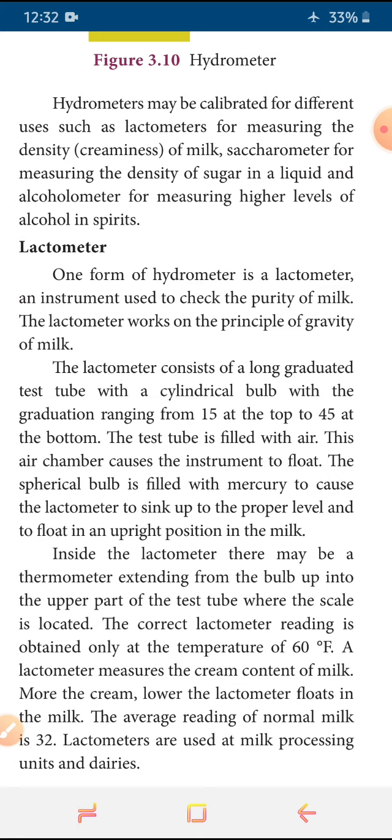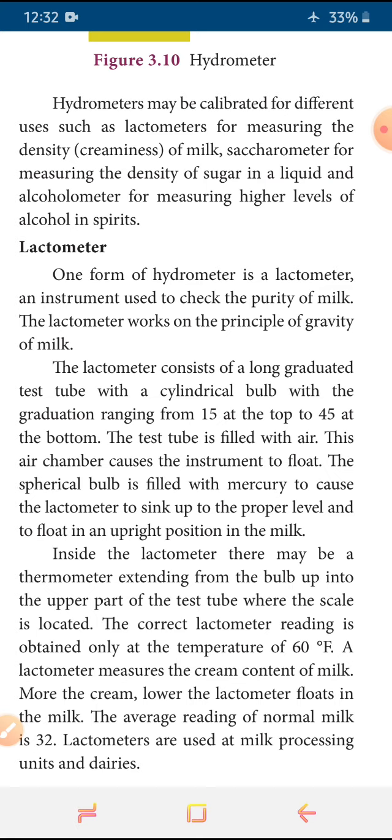If you look at the stem, the cylindrical bulb is connected at the bottom. In the stem, the cylindrical tube, the scale is mentioned. That scale ranges from 15 to 45. So 15 at top, 45 at the bottom. This test tube is filled with air.